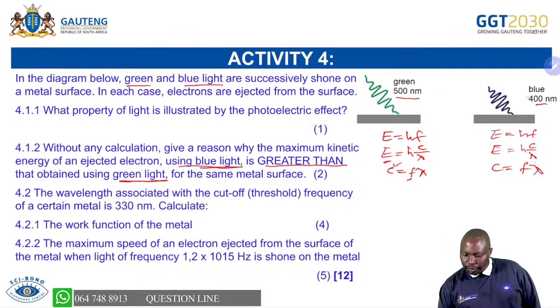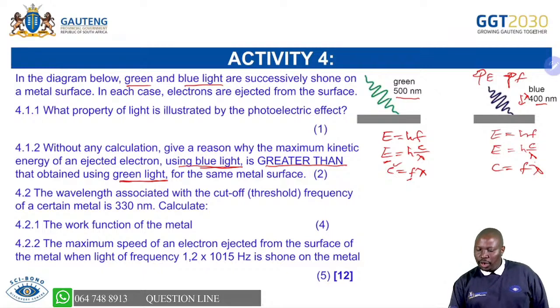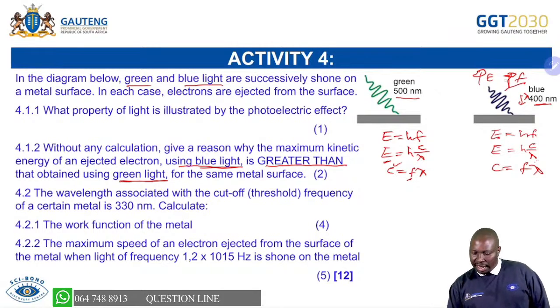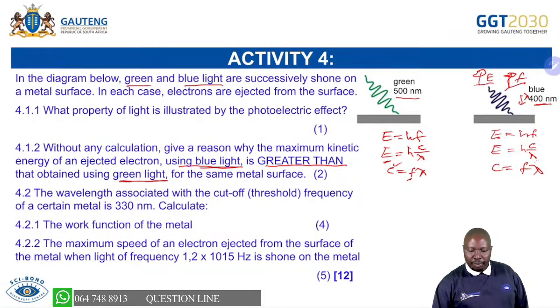Remember, we said shorter wavelength means higher frequency, and higher frequency means higher energy, because energy and frequency are directly proportional. So you're able to look at that relationship to say, okay, shorter wavelength means higher frequency, which means higher energy. So blue light has a shorter wavelength, meaning that it has higher frequency, and if it has higher frequency, it has more energy as compared to the green light. So you're able to respond to that question.